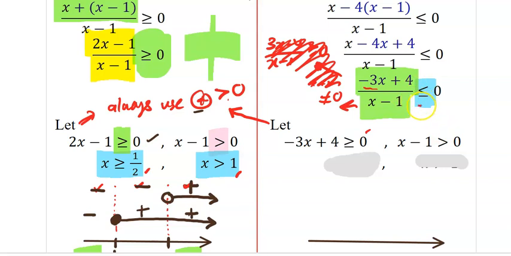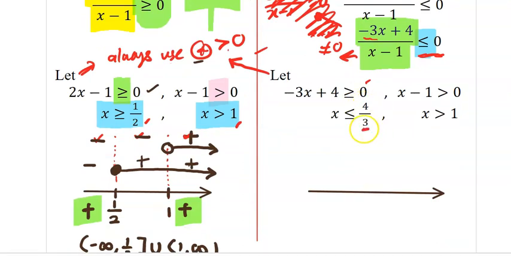And once again, even though here is less than 0, the assumption is always positive assumptions. Simplify each of these, then we draw the number line. So we have x less than or equal to 4 over 3. The other one is x greater than 1. And go on.